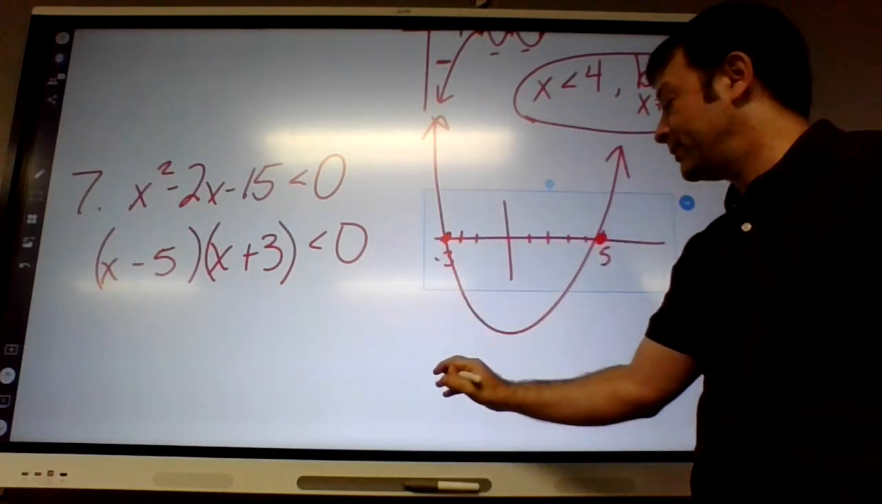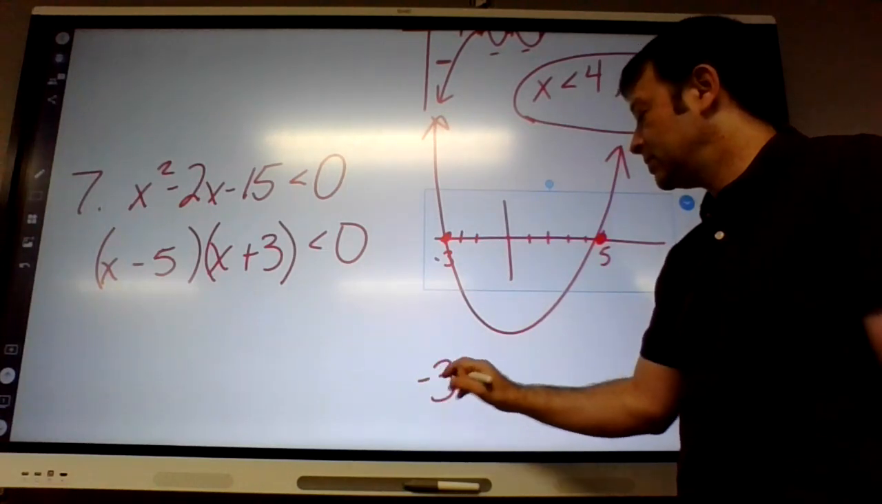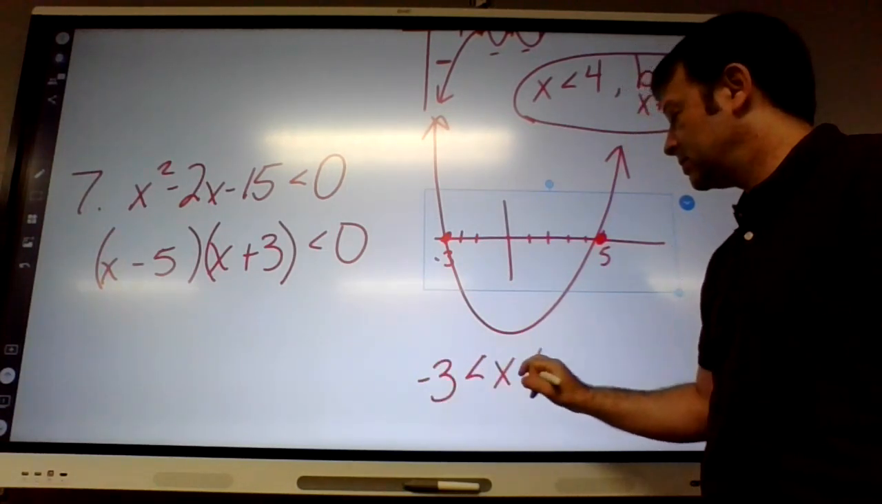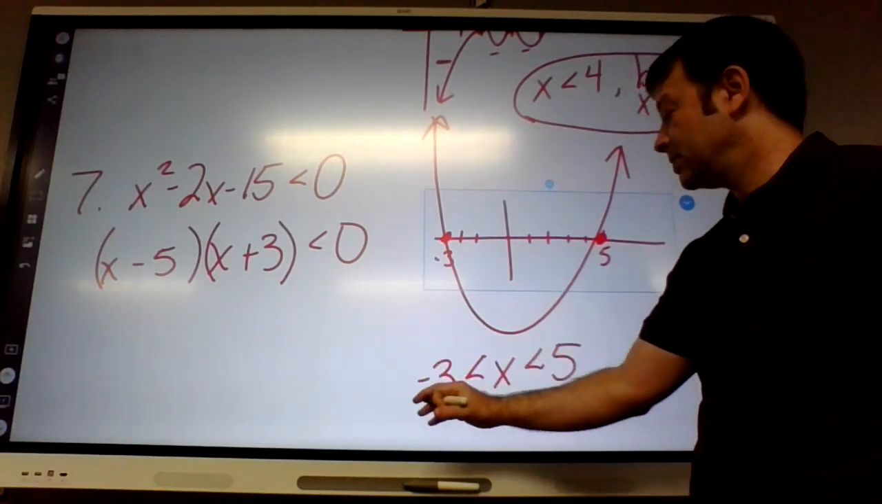How do we write between negative 3 and 5? Negative 3, x, greater than 5. What's that? Less than. No.